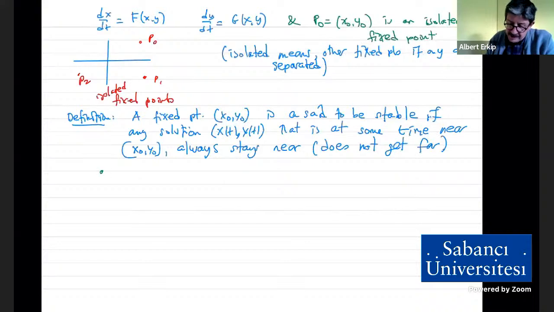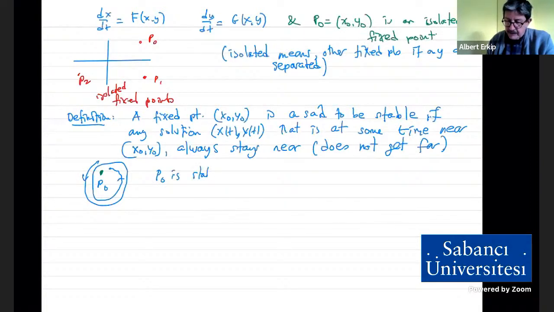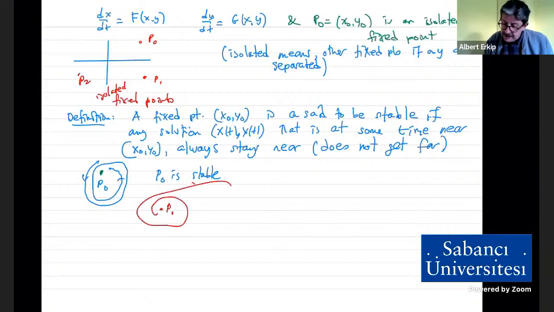So for instance, this is P0, and a solution that's like this. No, I'm sorry, let me do this as P0. And if my solution is like that, no, it cannot cross itself, so let me be better. If it's going like this, then P0 is stable. Unstable means if there's a solution that moves far, this is unstable.